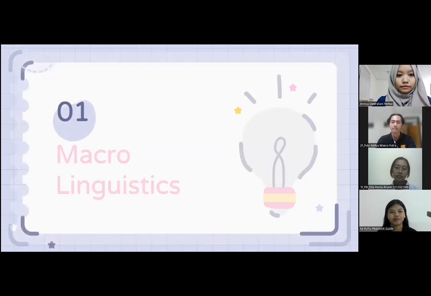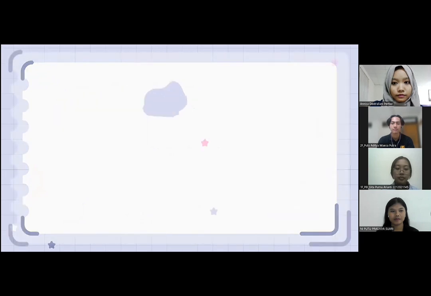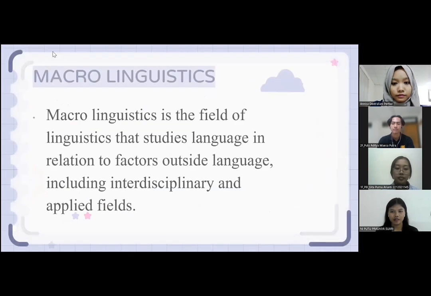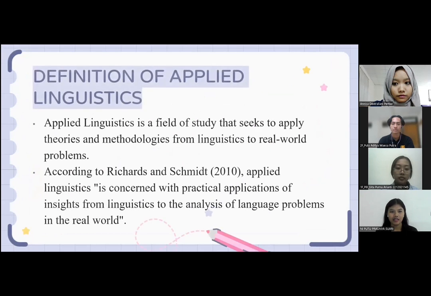Okay, next slide. And first is about macro-linguistics. Macro-linguistics is the field of linguistics that studies language in relation to factors outside language, including interdisciplinary and applied fields. In macro-linguistics, there is applied linguistics and theoretical linguistics.